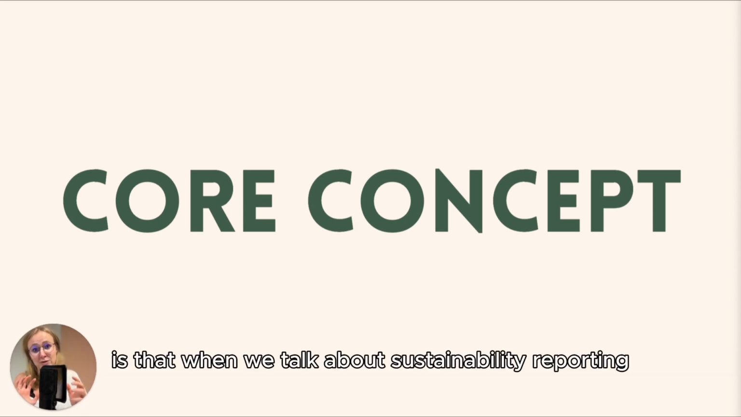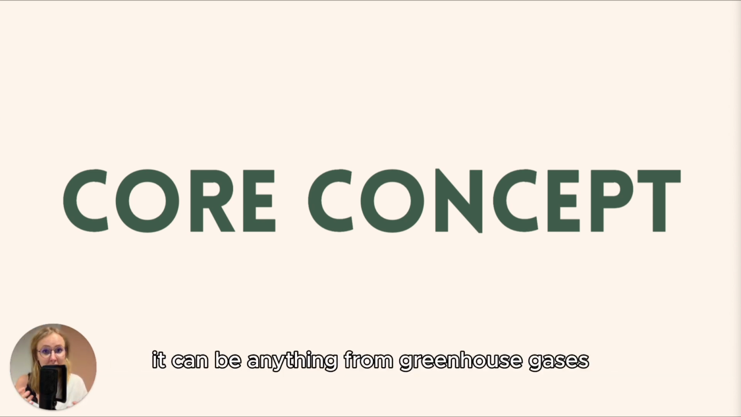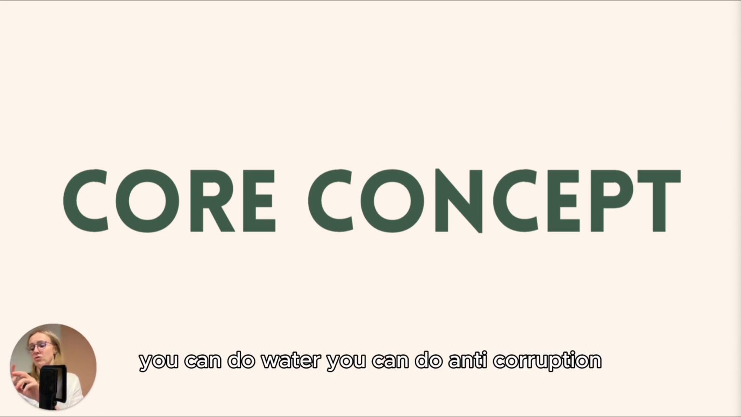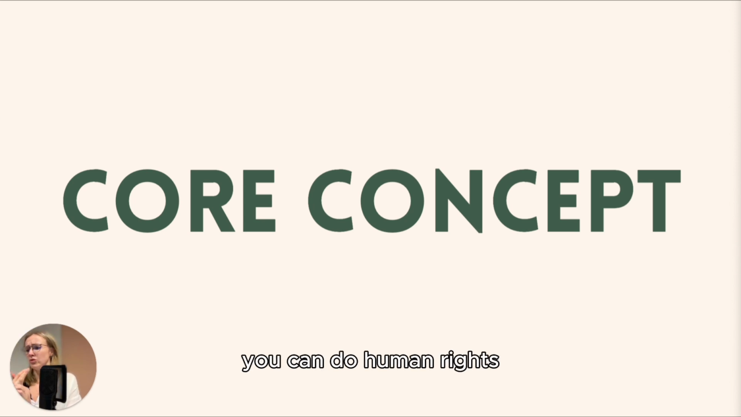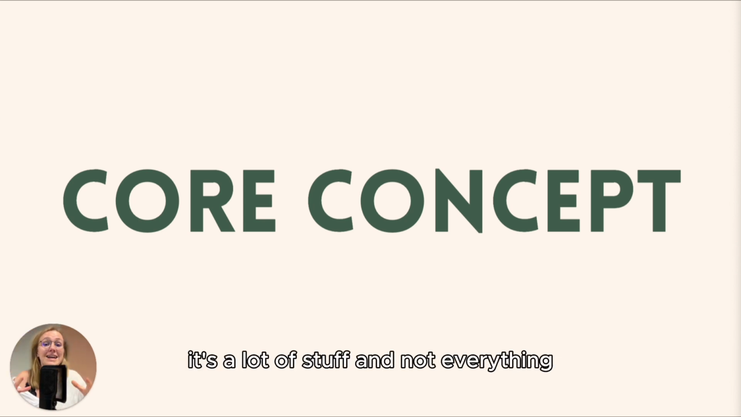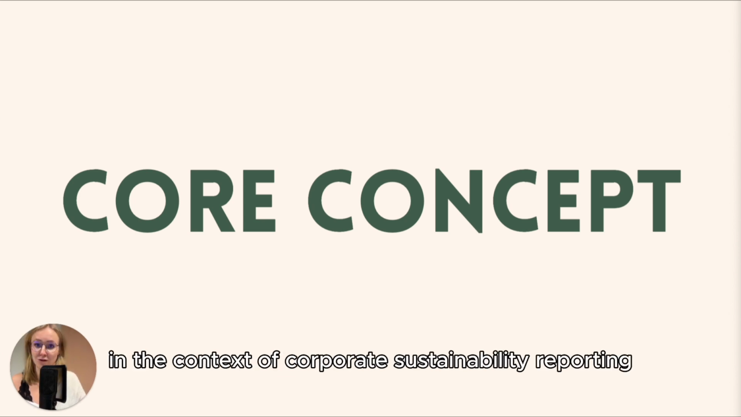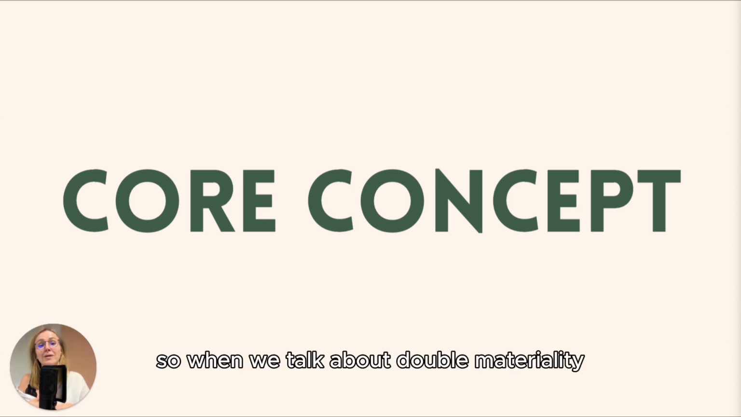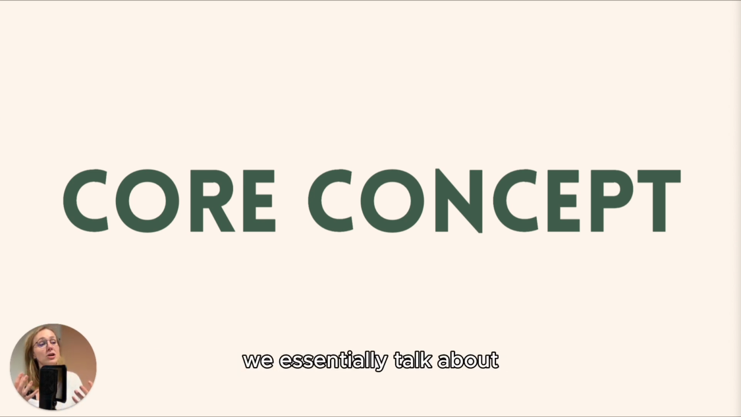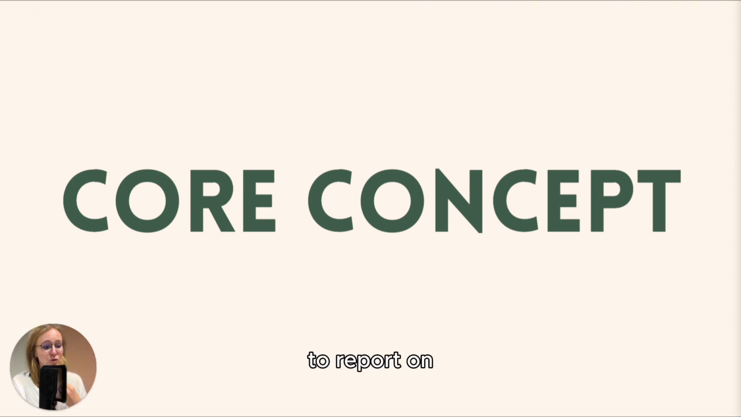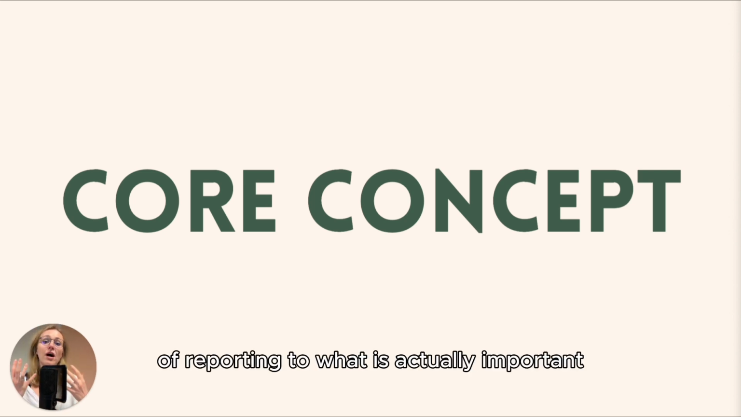The reason is that when we talk about sustainability reporting, it can be anything from greenhouse gases, substances of concern like pollution, water, anti-corruption, human rights, or value chain due diligence. It's a lot of stuff, and not everything is relevant for every single company. So when we talk about double materiality, we talk about how we figure out the most important things for us as a company to report on. This is a very core process to limit the scope of reporting to what is actually important.